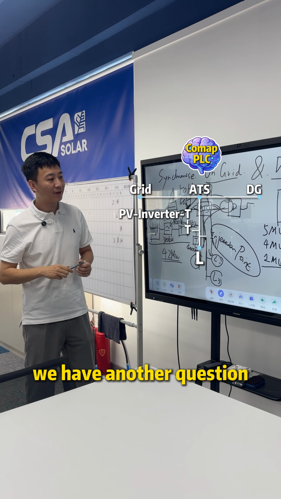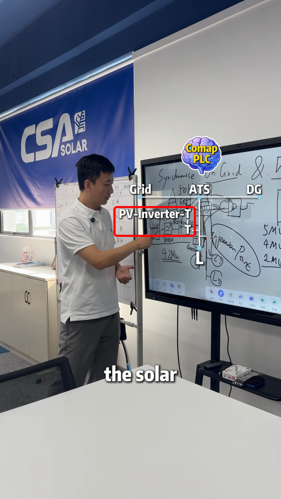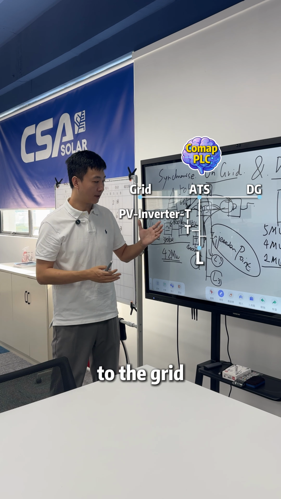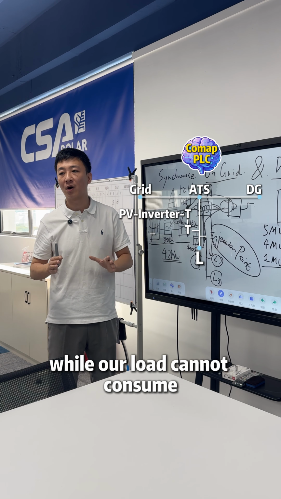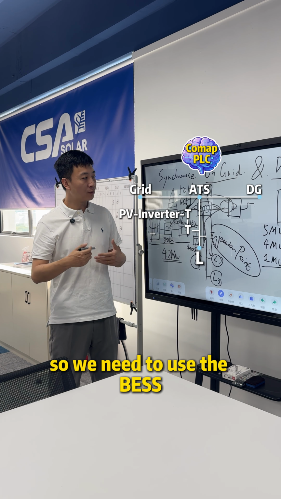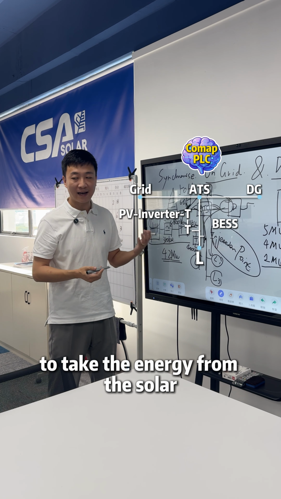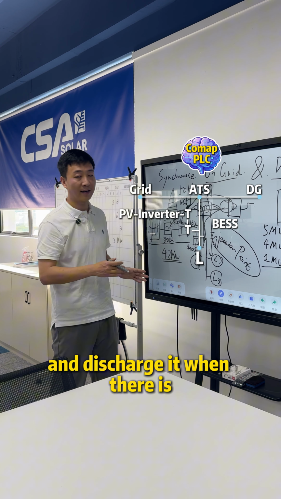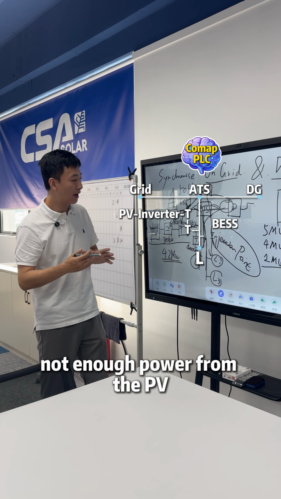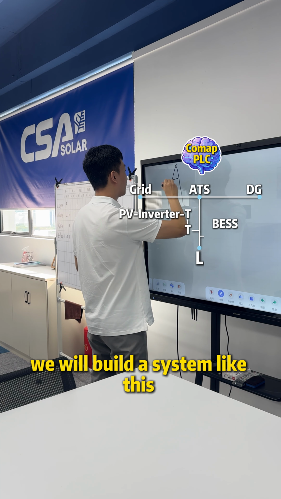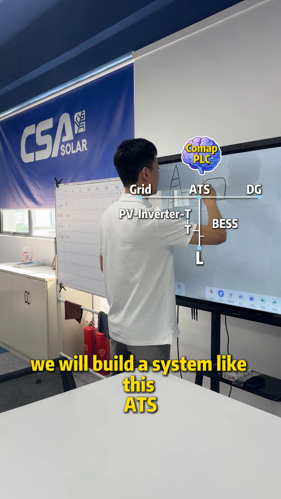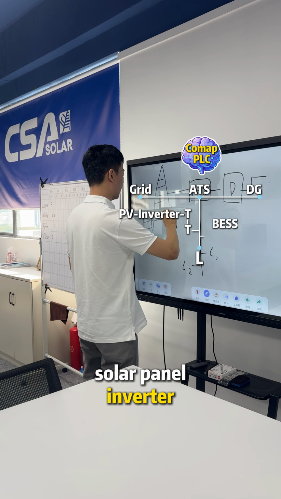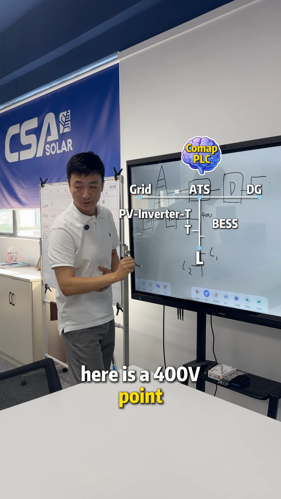And now we have another question because the solar currently is generating more extra energy. Well, our load cannot consume all the energy. So we need to use the BESS to take the energy from the solar while there's extra power and discharge it when there is not enough power from the PV. So we will build a system like this. ATS, diesel generator, the load, solar panel, inverter. Here is a 400V point, okay?